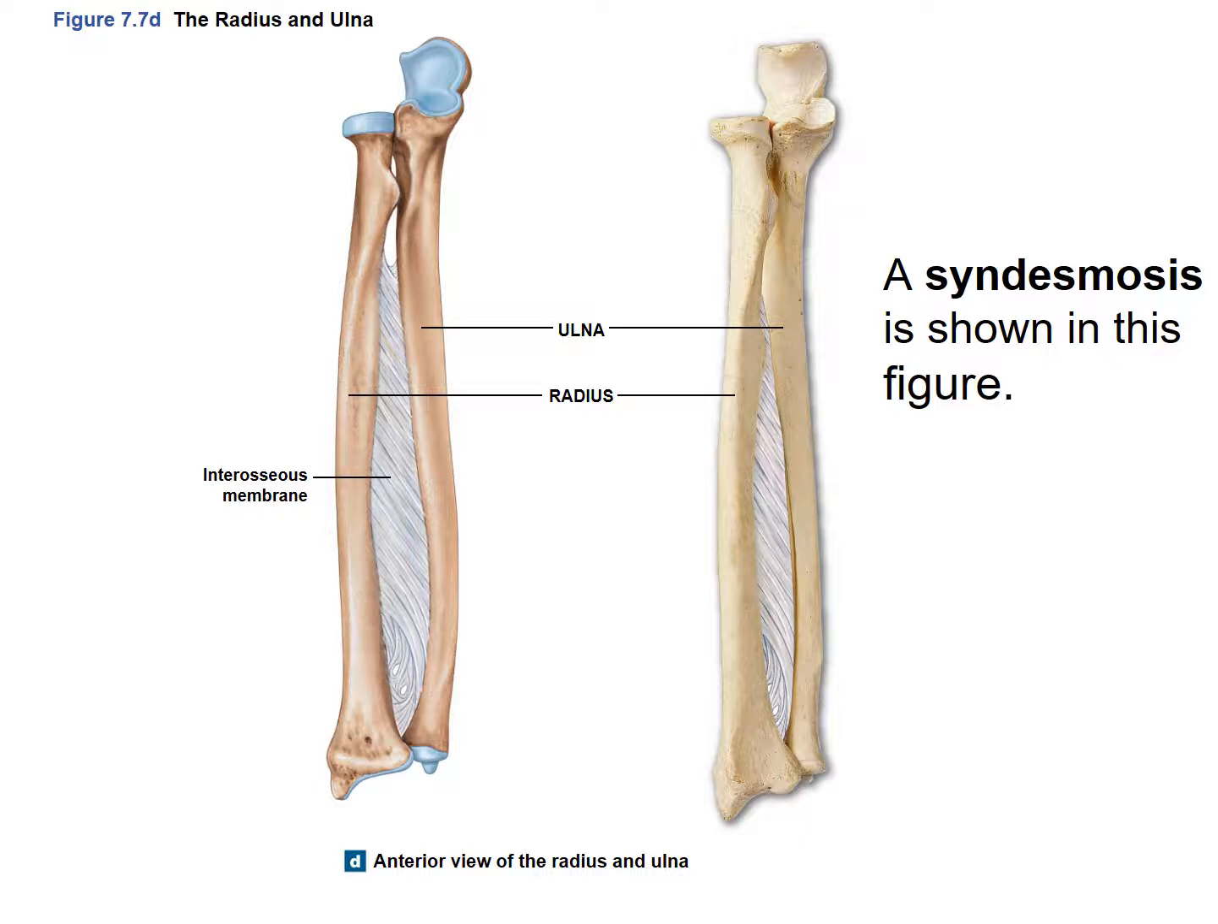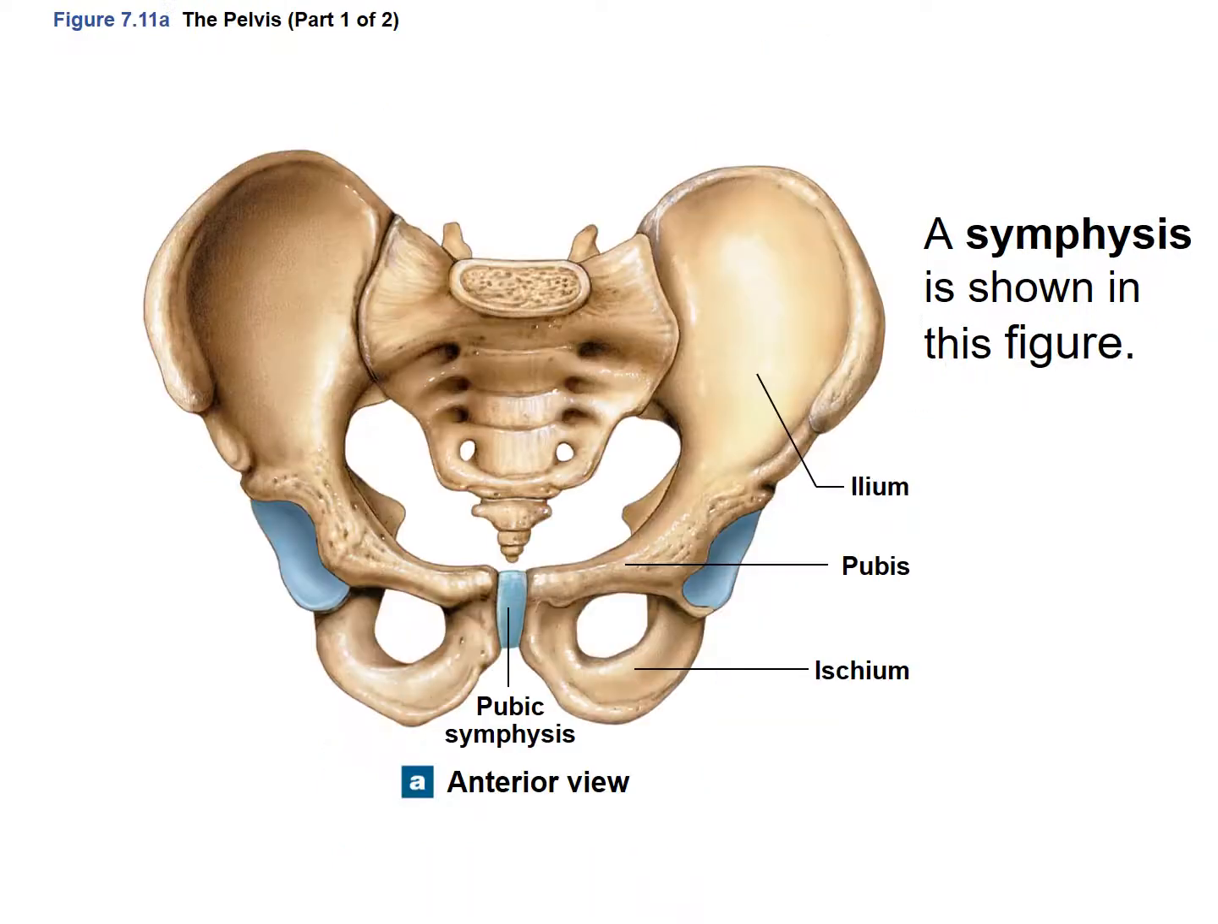Here's an example of a syndesmosis. It's found in the interosseous membrane connecting the radius and ulna. It's also found in the lower legs between the tibia and fibula. Here's an example of the symphysis. We have the pubic symphysis that separates the two coxal bones and is entirely designed to help with compression.